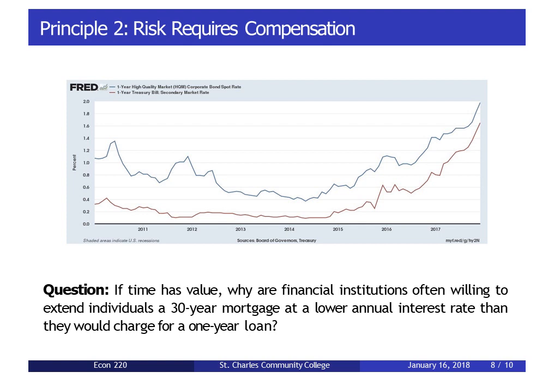So, if time has value, why are the financial institutions often willing to extend individuals a 30-year mortgage at a lower annual interest rate than they would charge for a 1-year loan? According to the first principle, a 30-year mortgage needs to charge a higher annual interest rate than a 1-year loan. How do we explain this?